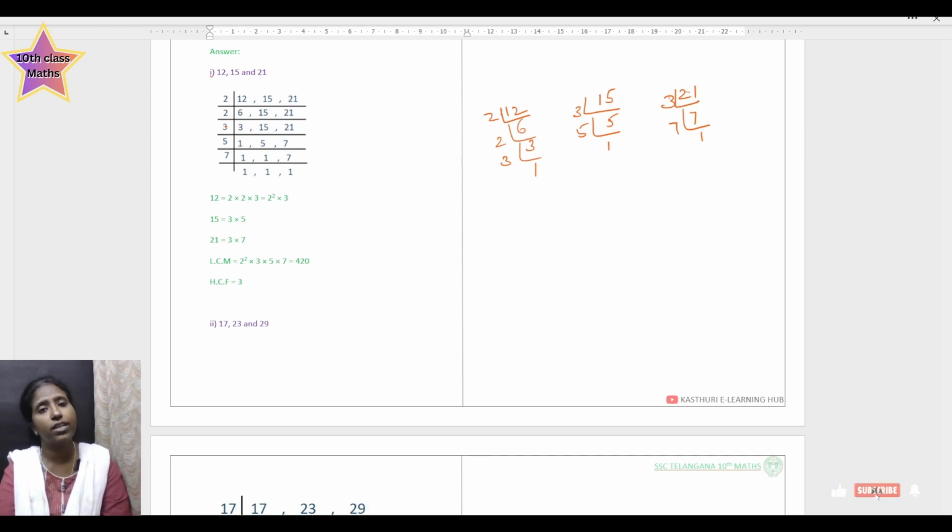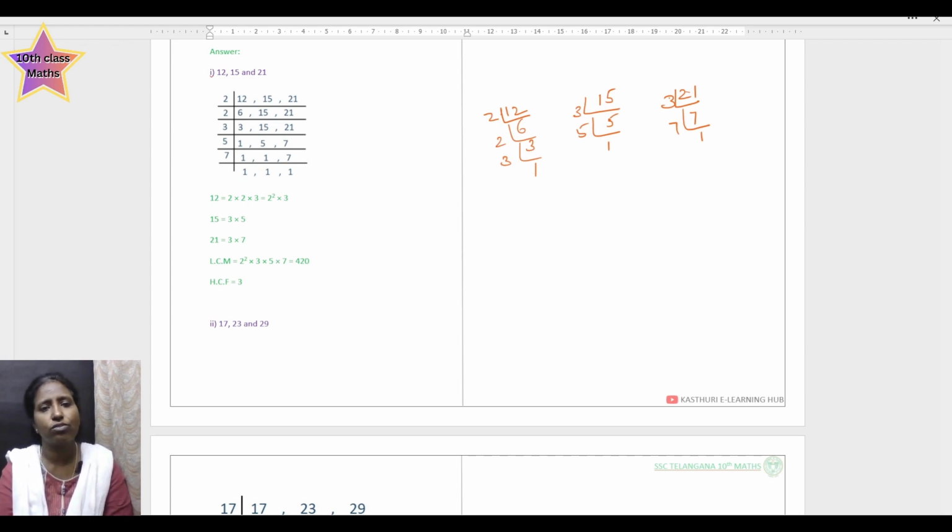Then we go with 3, because here no number is divisible by 2. So we go to the next choice, 3. 3 1s are 3. Now these two are divisible by 3, so do the division now. 3 5s are 15. 3 7s are 21. Now it's not divisible by 2, so you should see all the numbers. First choice is 2, second choice is 3, then third choice is 5. Is anything divisible by 5? Yes. So 5 1s are 5. 7 is not divisible by 5, so 7 you write as it is.